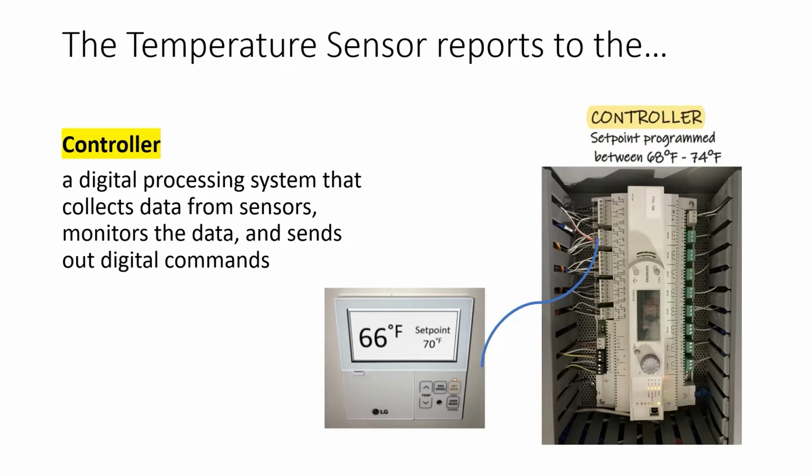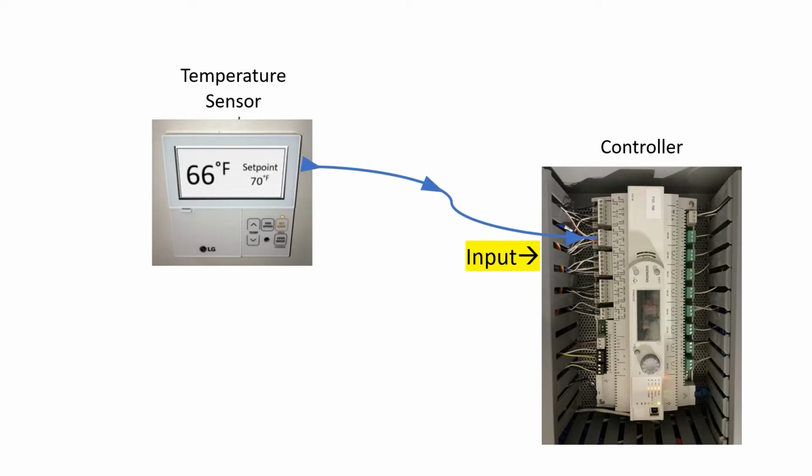As this slide reads, the controller is a digital processing system that collects data from sensors, monitors the data, and sends out digital commands. You heard an emphasis on the word digital, and that's because we'll be focusing on digital communications as part of this lesson. The temperature sensor is an input to the controller. But what does the controller do from here once it receives a temperature reading of 66° Fahrenheit, which is below its set point?